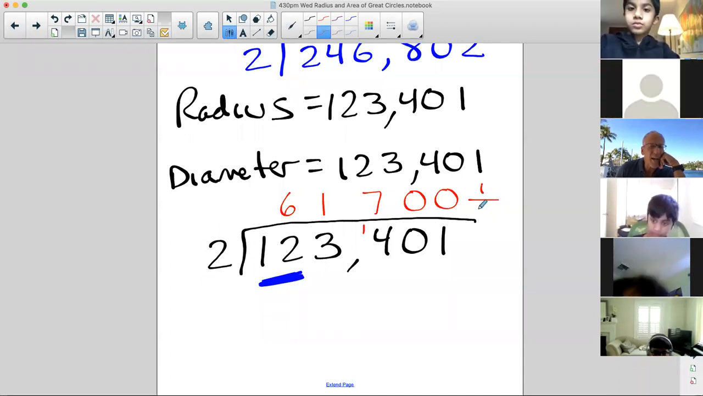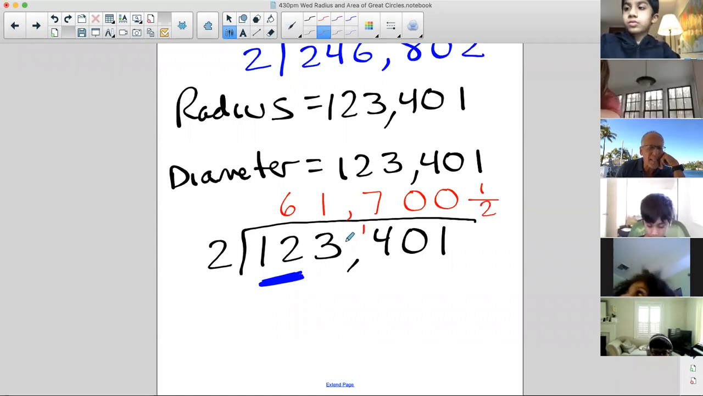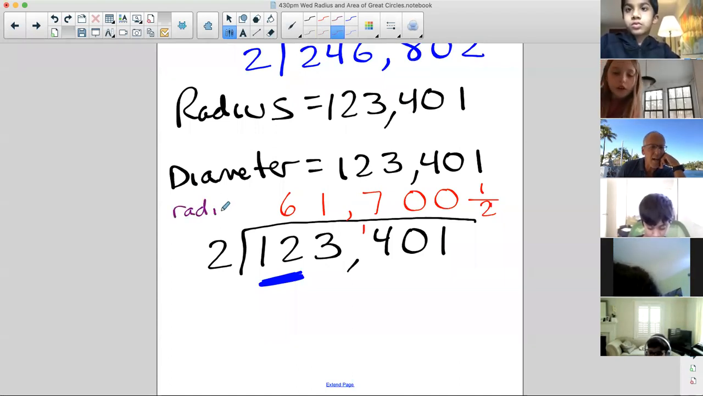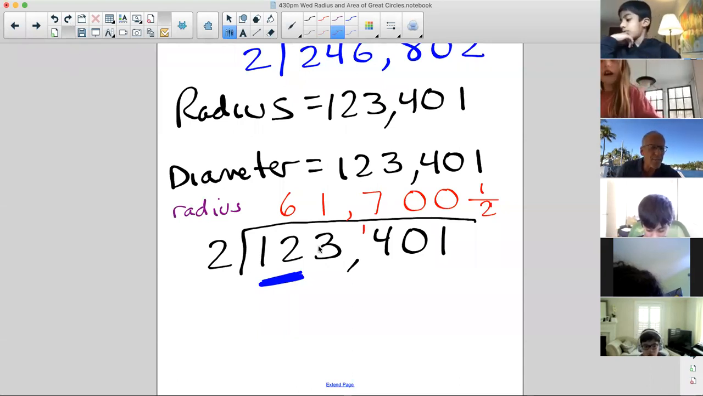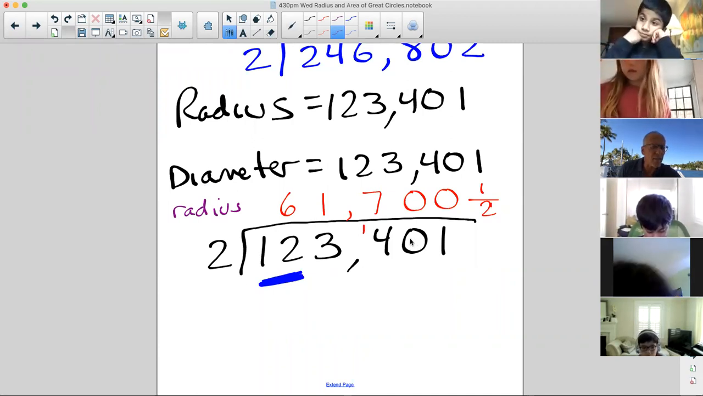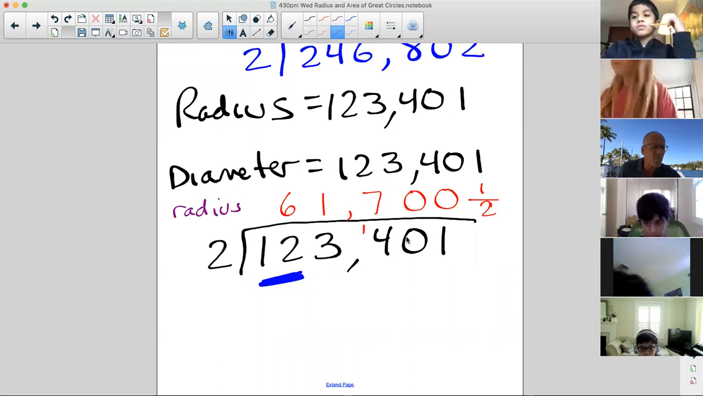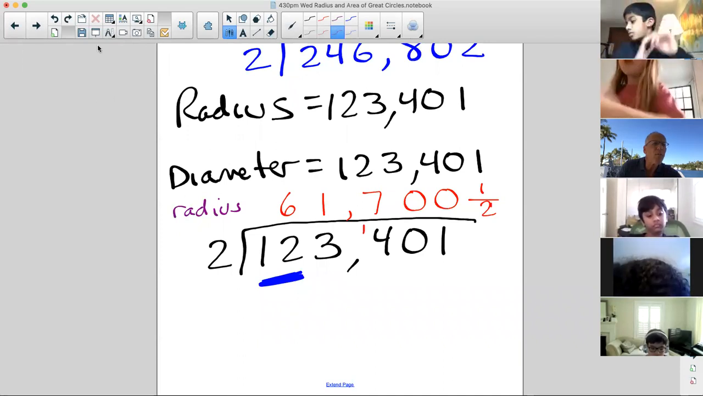1. And the answer, everybody, is 61,701 and a half. And that is the radius if the diameter is 123,401. Does anybody have any questions on how we divided that odd number by 2 before we move on? Does anybody have any questions? Nobody. Okay, great.